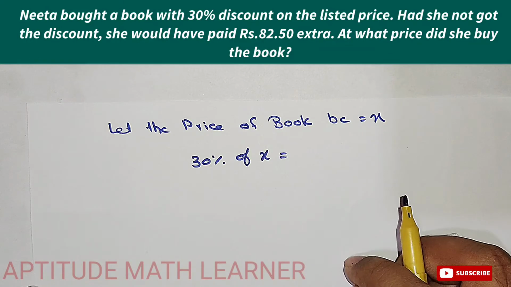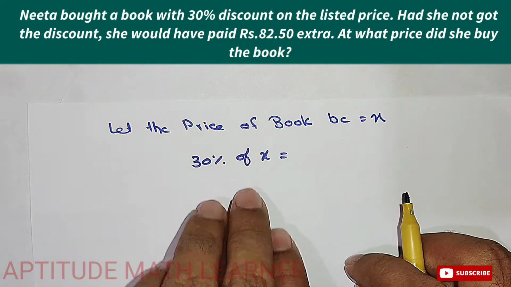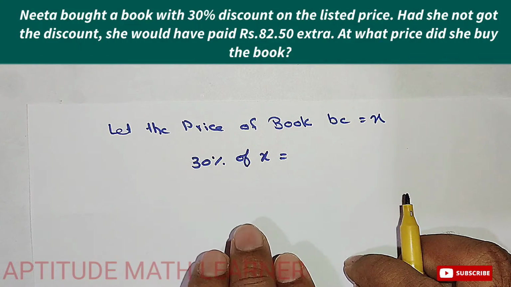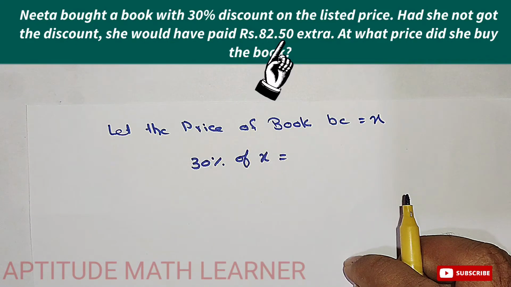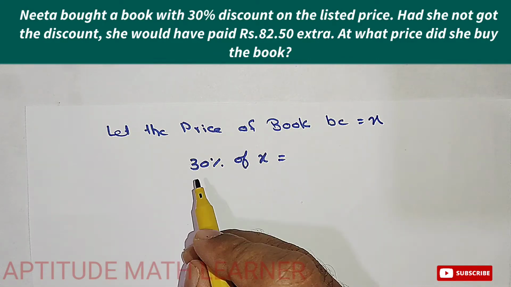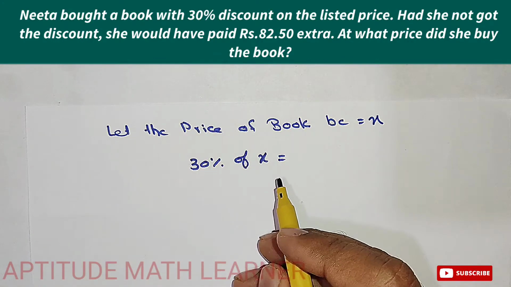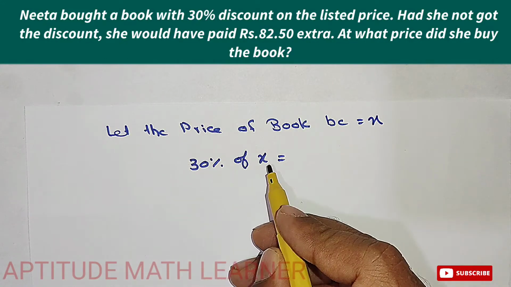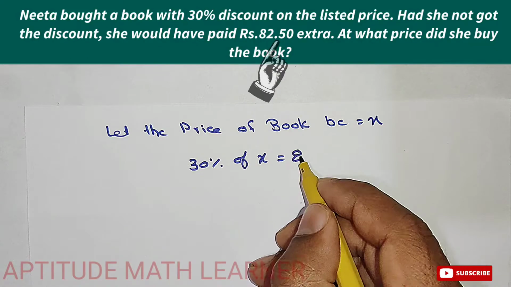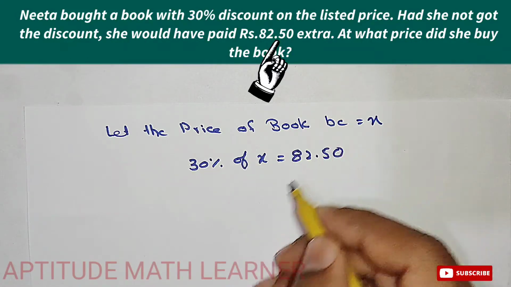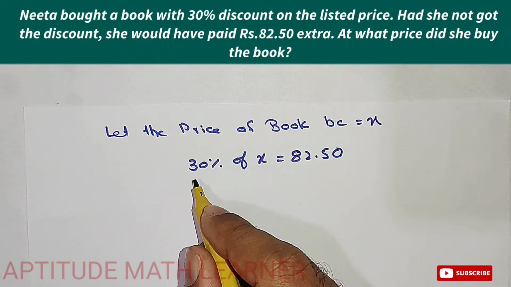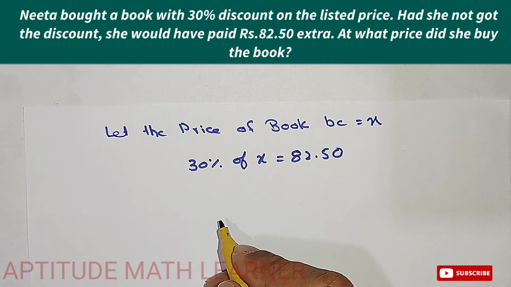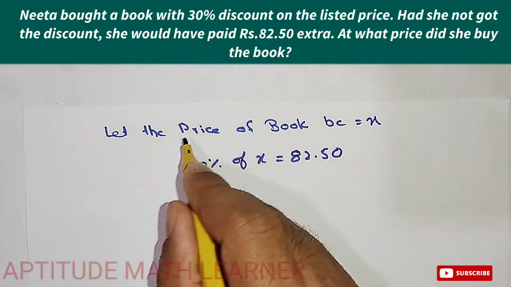If she did not get the 30% discount, in the question you can also say that she would have paid 82.50 rupees extra. So this means that 82.50 is the 30% discount of the total price of the book. So 30% of the book price is 82.50. Now we can find the exact price of the book.